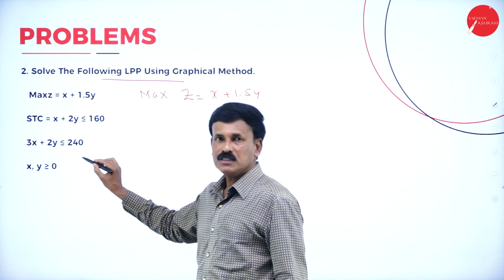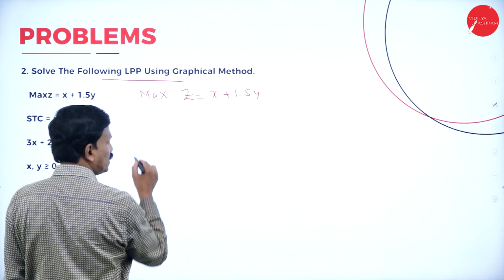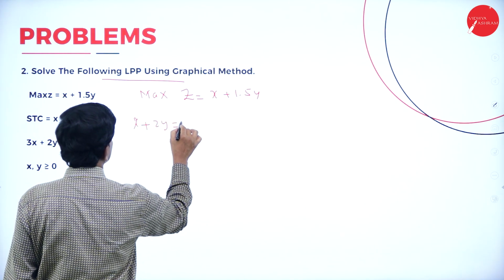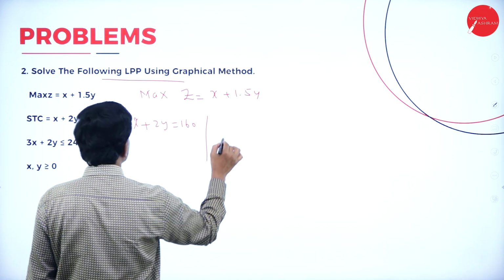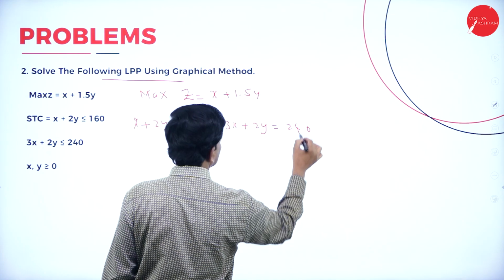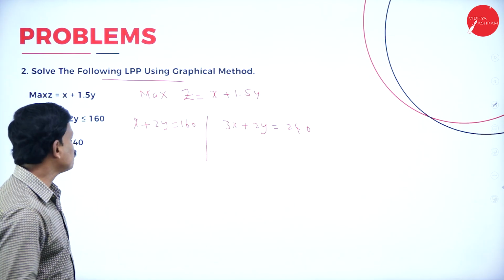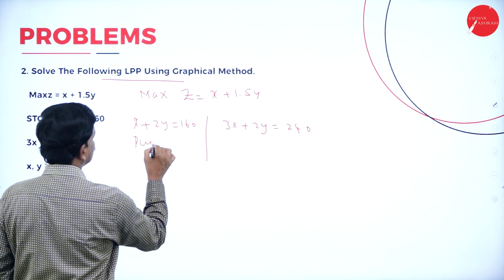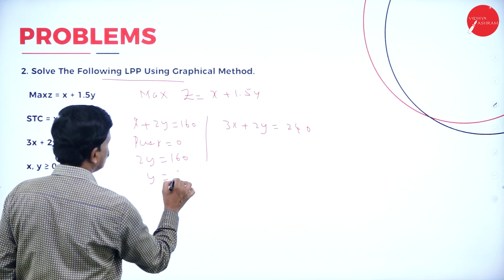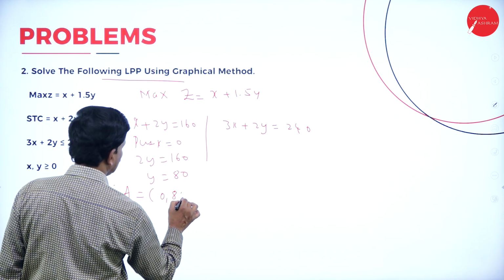Now let us simplify this by writing the given inequalities as equalities. We will get x plus 2y is equal to 160 and 3x plus 2y is equal to 240. First convert the inequalities into equalities. Now put x is equal to 0. You will get 2y is equal to 160, y is equal to 80. Therefore, A is equal to 0, 80.